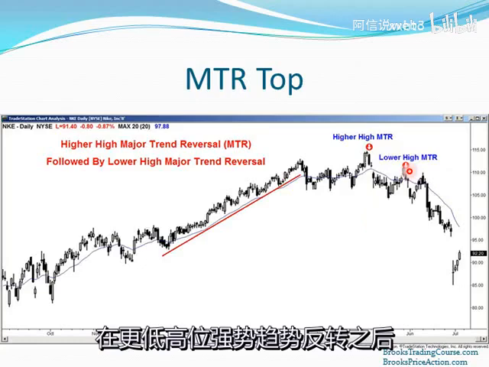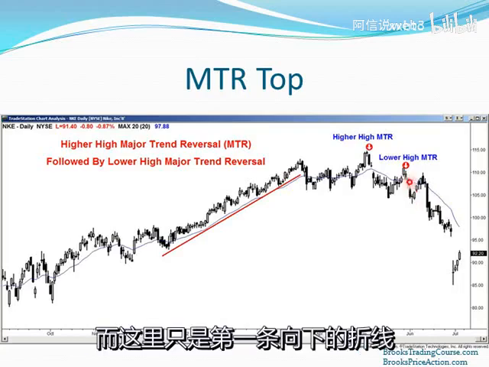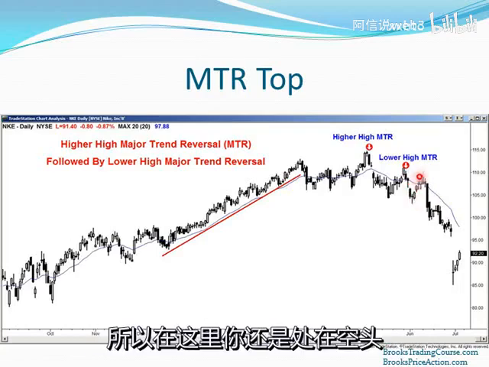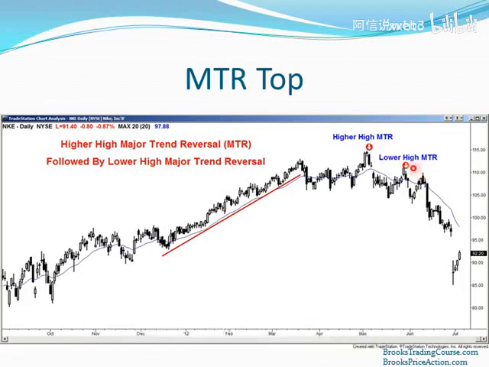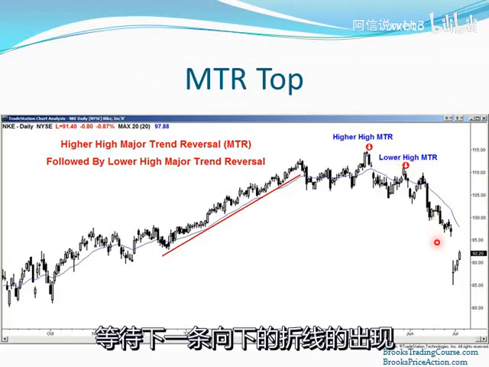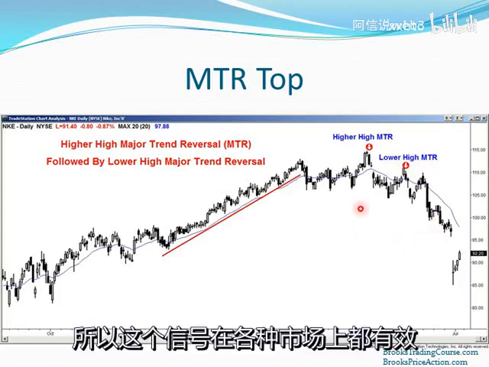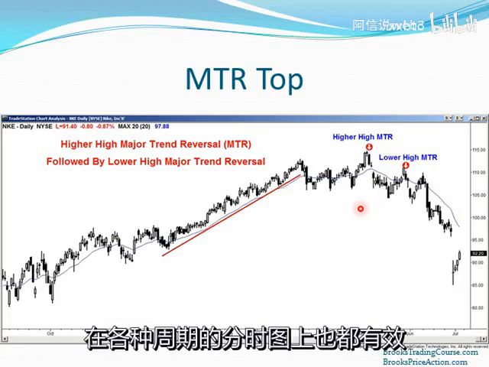After a lower high major trend reversal, why would you not take profits here? Because after a major trend reversal, you want at least 2 legs down. And this is just 1 leg down. So here, you'd still stay short with a stop above the high of your signal bar, looking for at least 1 more leg down. This is a daily chart of Nike. So these signals work on all markets and all time frames.